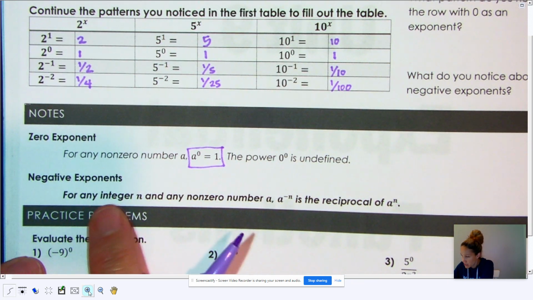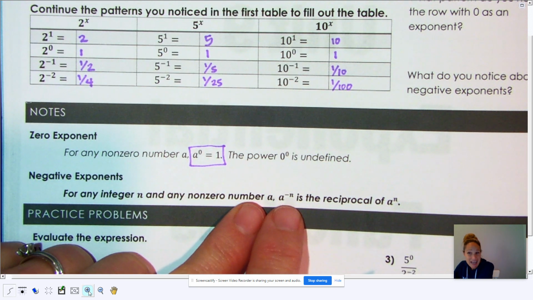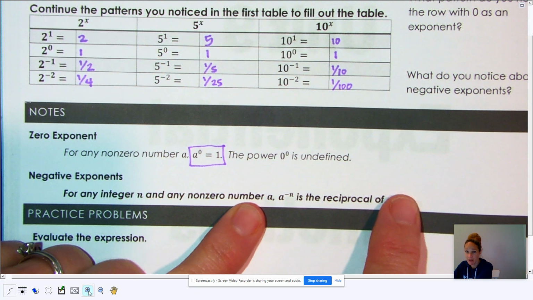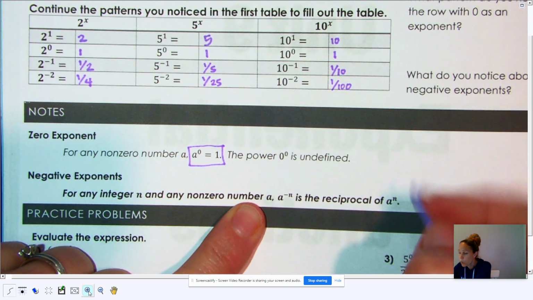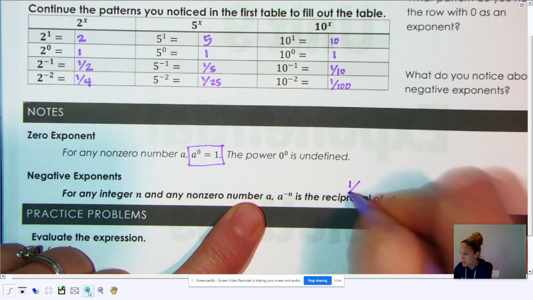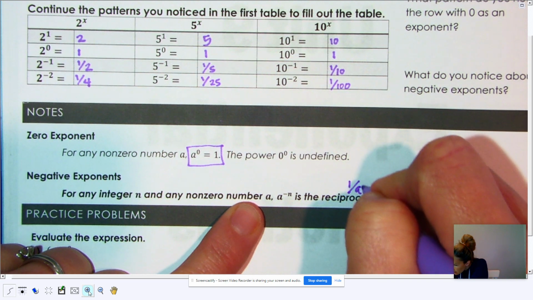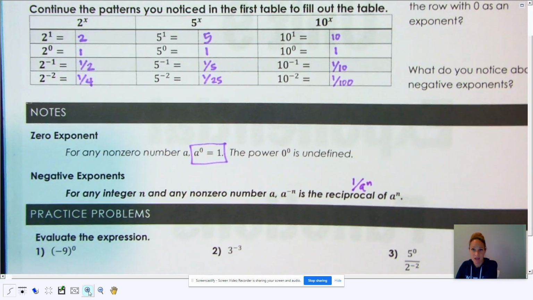for any integer n and any non-zero number a, a to the negative n is the reciprocal of a to the n, meaning it's 1 over that value. Okay, reciprocal just means 1 divided by a to the n. All right, so let's do some problems together.